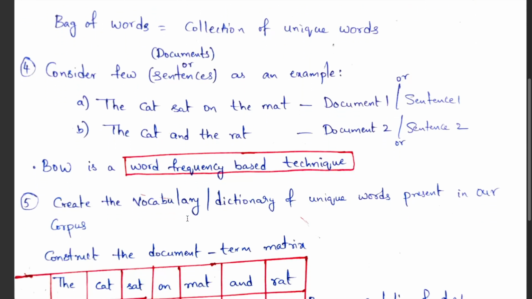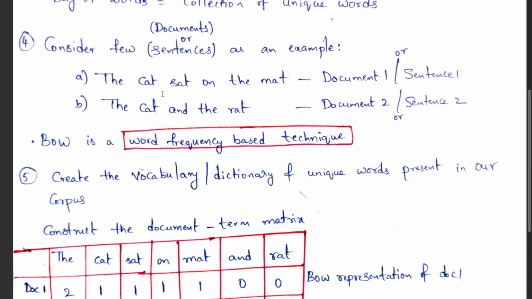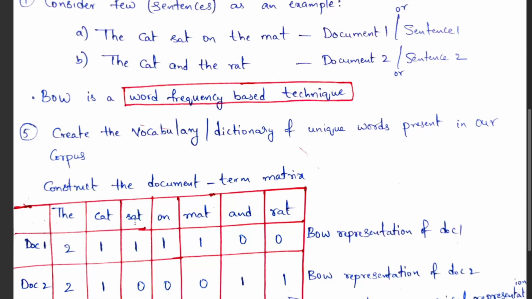So what we actually do is create the vocabulary or dictionary of unique words present in our corpus. In our case, these two documents form our corpus. So this is the entire data that we have. From this data, we extract the unique words. You can see I have enumerated the unique words here: the, cat, sat, on. The second "the" we are not adding because we have already counted it. And mat. Similarly, from the second document, the came already, cat also we have added already, so we are adding and, rat. So now we have created the vocabulary or dictionary of unique words in our corpus.